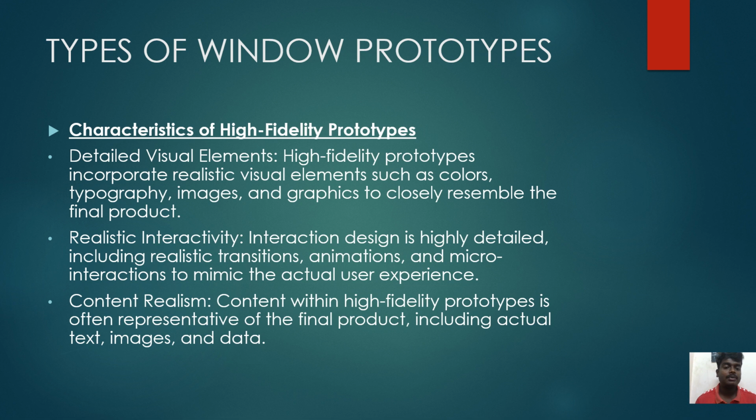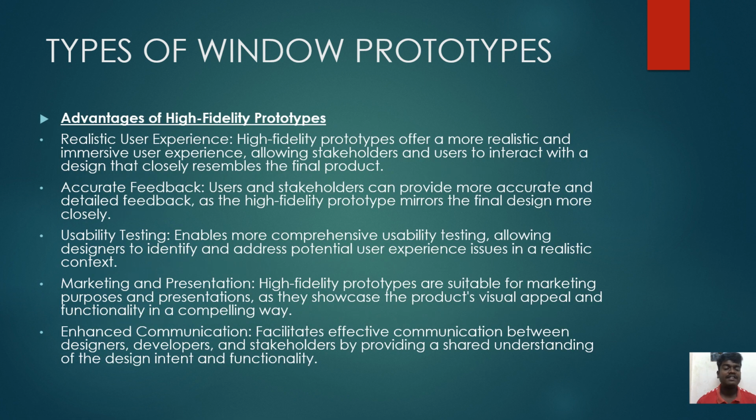Detailed visual elements. High fidelity prototypes incorporate realistic visual elements such as color, typography, images, and graphics to closely resemble the final product. Realistic interactivity. Interaction design is highly detailed, including realistic transitions, animations, and micro interactions to mimic the actual user experience. Content realism. Content within high fidelity prototypes is often representative of the final product, including the actual text, images, and data.